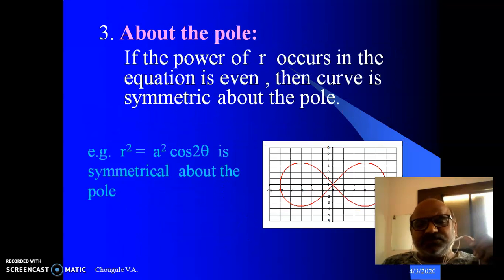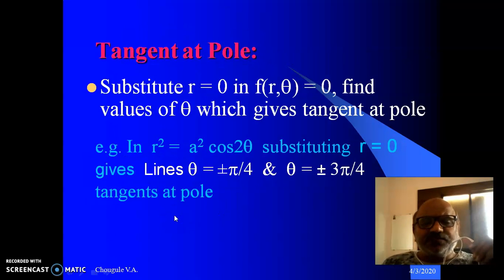Next is symmetry about the pole, this point. If the equation contains only even powers of r, such as r square, r raised to 4, r raised to 6, etc., such a curve is called symmetric about the pole.